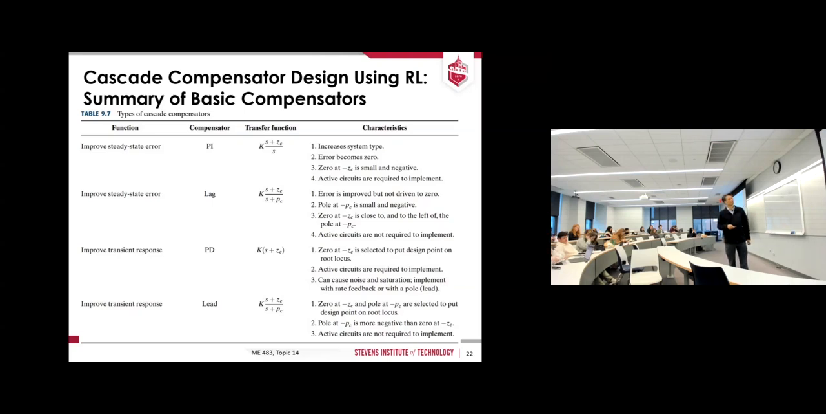Active circuits are required and can cause noise and saturation, but the lead compensator can remove the problem with the noise. The rest of them is similar, but the major difference here is you also add a pole, okay? More negative than the zero location. So that is all these compensators at a glance. Any questions?